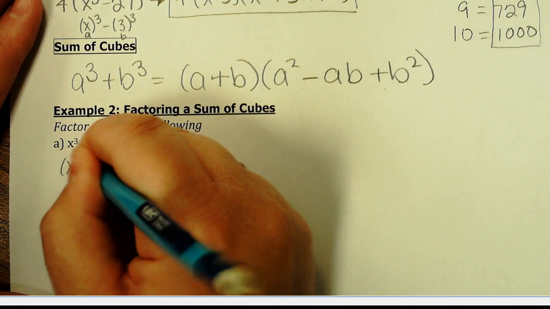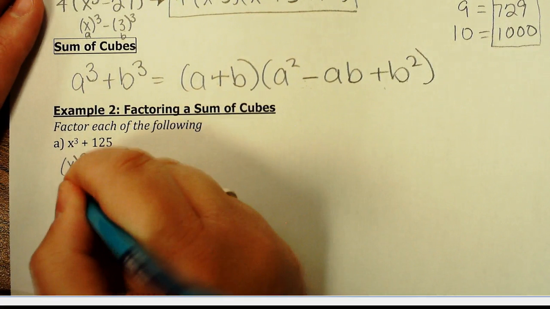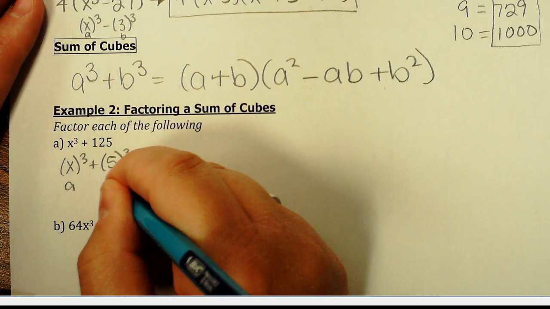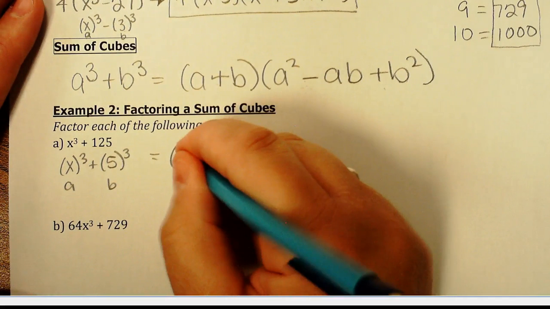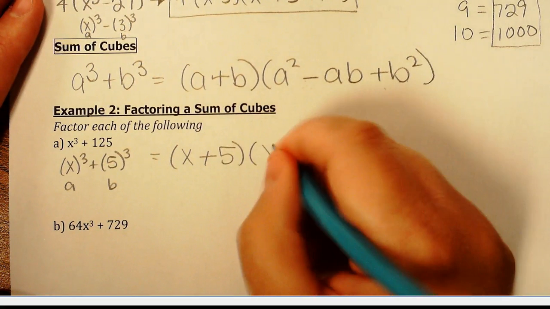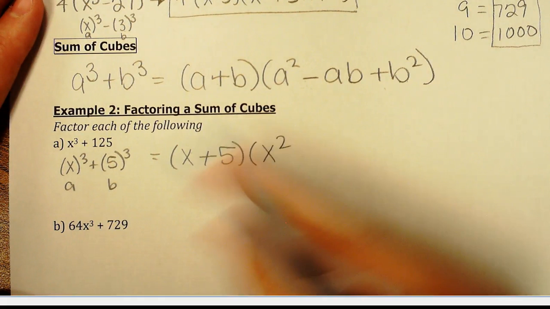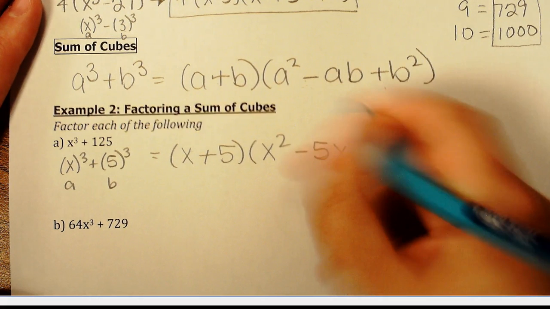So we're just identifying a and b again here. 125, if you're looking at that list, is 5 to the third power. So we're just going to sub these in. So a, I'm going to replace with x, b, I'm going to replace with 5. A squared would be x squared. A times b would be 5x, but it's going to look like a minus 5x the way that's laid out.